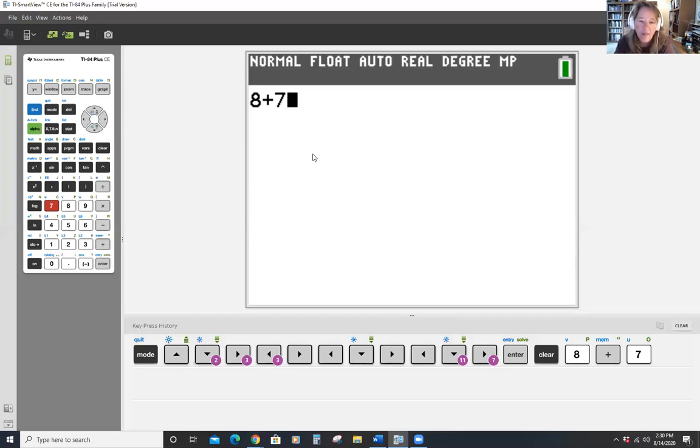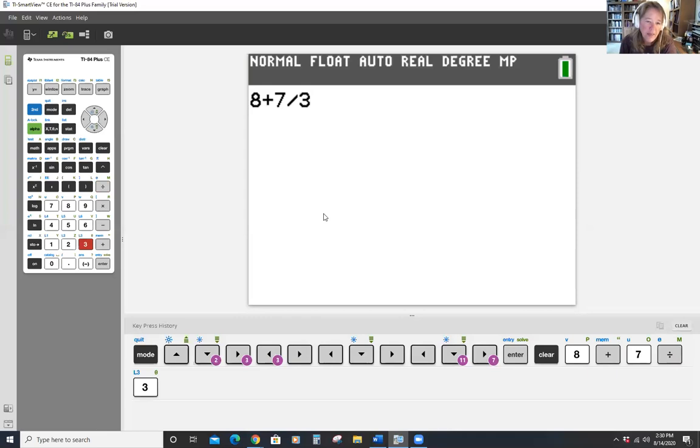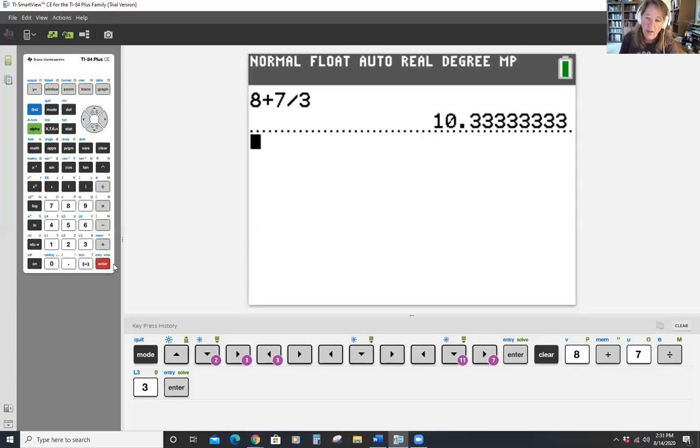Because it's going to work everything in order, you have to type it in the right order. So I'm going to go ahead and put 7 divided by 3. If you think about that, if it was 8 plus 7 and you did the addition first, 8 plus 7 is 15. 15 divided by 3 would be 5. So let's hit enter and see what we get. We got 10.33333 because we didn't do 8 plus 7 and then divide that answer by 3. Division comes before addition, so it's 8 plus 7/3.